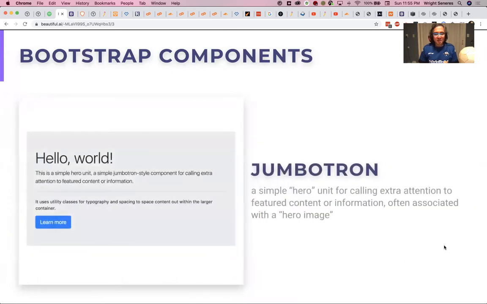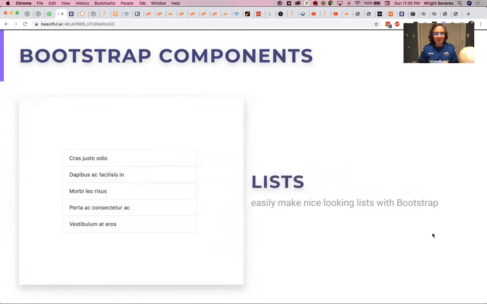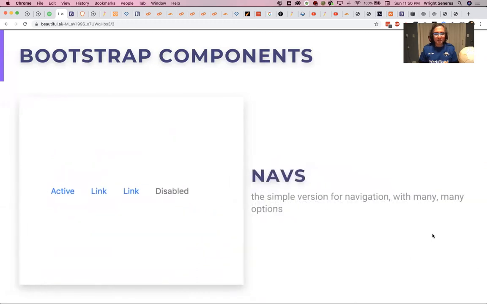A Jumbotron is a simple hero unit for calling extra attention to featured content or information. Often there's a hero image behind this. You can easily make nice lists with Bootstrap. You can make navigation with Bootstrap. Here's a simple version. There's lots of options for this, and I'll show you this in the Bootstrap website.